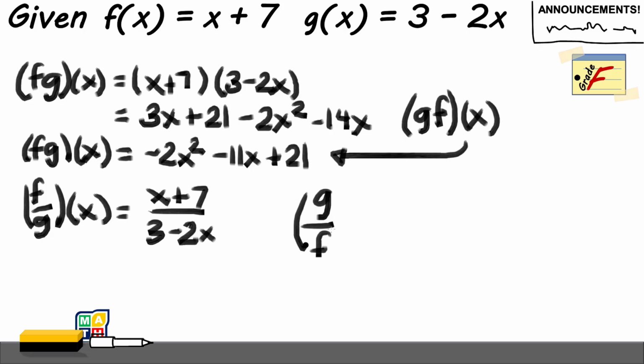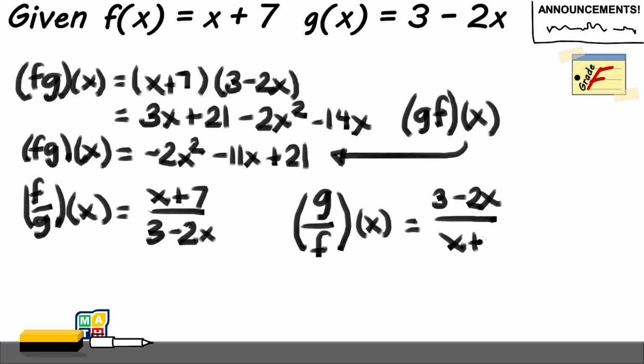The result when we start with g as our numerator, and then f of x as the denominator, will be very different. This is because there is no commutativity in division. If we answer this, you will have 3 minus 2x as your g of x over your f of x, which is x plus 7. They are not the same. So these are now the answers for the multiplication and division of the two given functions.